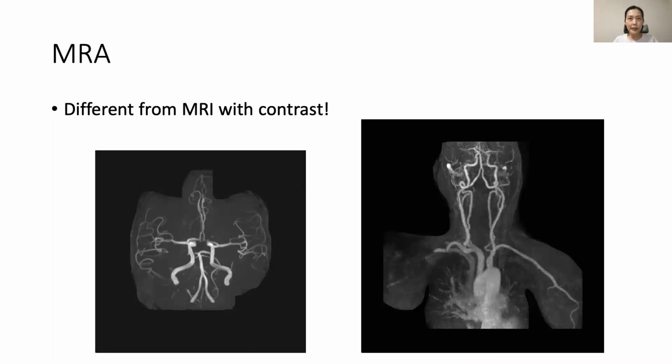MRA, they're basically similar to CTAs in that it gives us vessel imaging. The point I wanted to make is that it's different from MRI with contrast. There have been instances where we ask for an MRI and an MRA, and people wrongly assume that the MRA with contrast will get you both, and it doesn't. It doesn't give us any information about the brain tissue. It just shows us the vessels. So I wanted to make sure that everybody is aware of that.